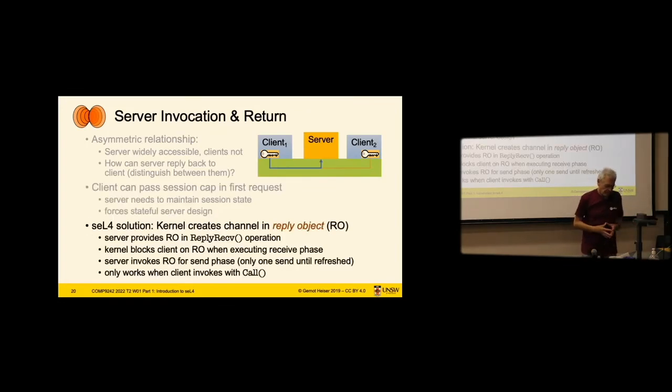So instead, we have a thing called a reply object, and it's one of the 10 abstractions. This is used for the kernel to create a one-off reply channel back to the client. So the server not only publishes its request endpoint, but when it does the reply and wait, basically waiting for the next request operation, it provides to the kernel the capability to this reply object, and the kernel then uses that to create the channel by which the server can reply back to the client.